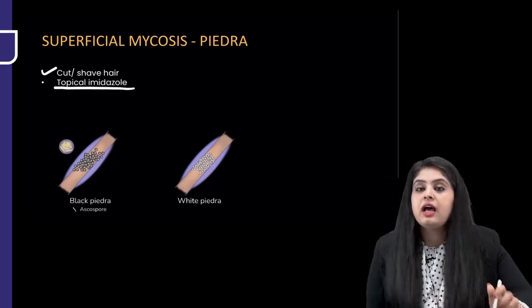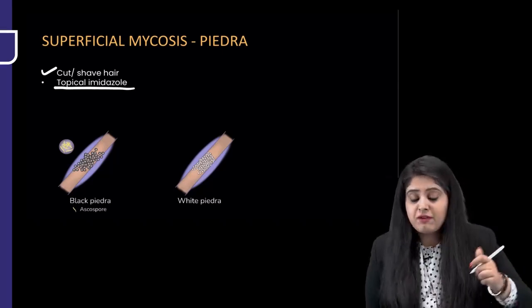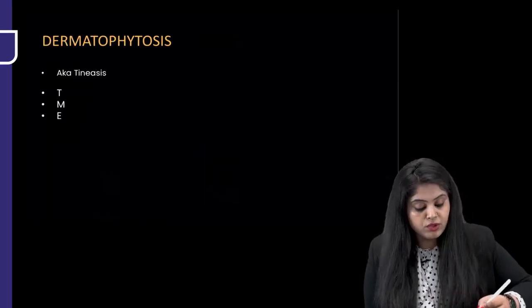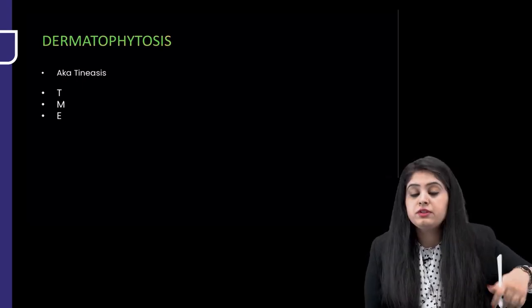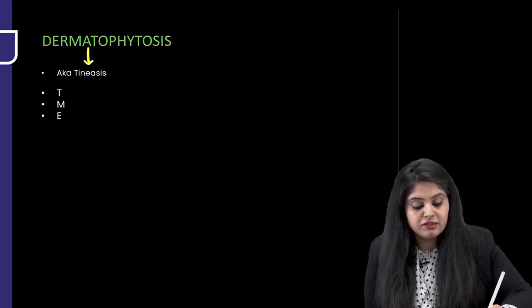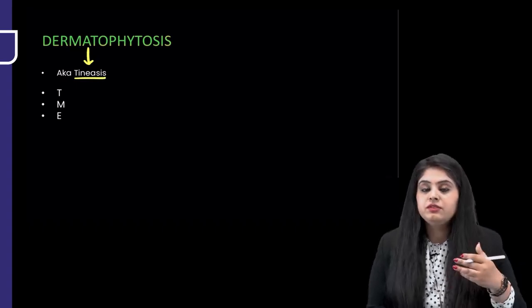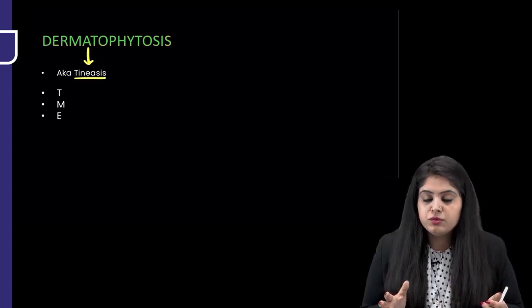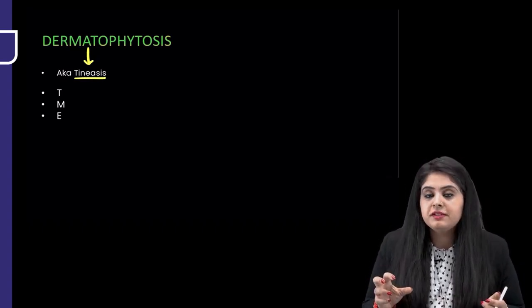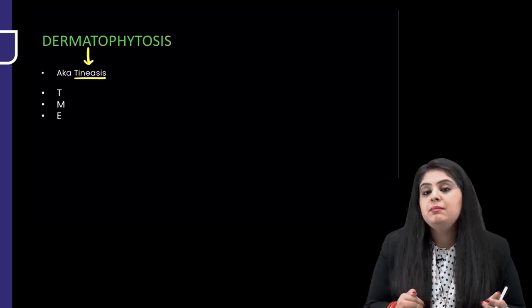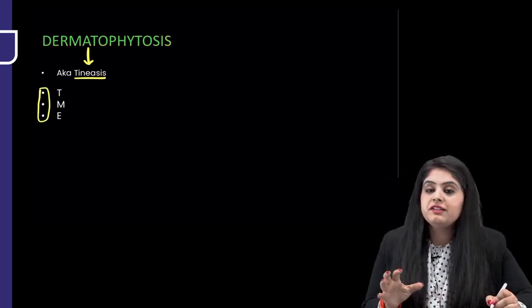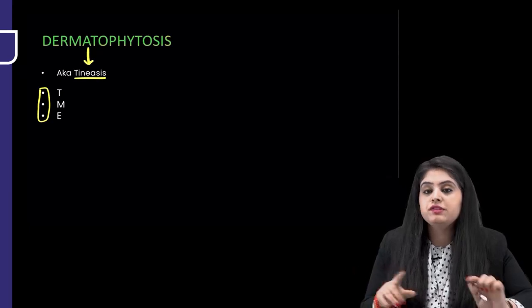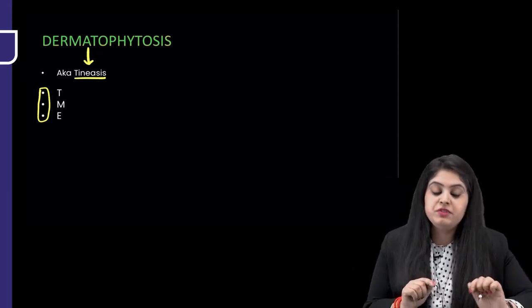Okay, now moving on, having discussed all these tineas, we still have a few left, because now we are going to go on to the next family, that is dermatophytosis. Dermatophytosis, also known as tineasis. Students often confuse this. Tinea is the name of a disease. Tinea is caused by many organisms, and I will be teaching you the names of those organisms now. But if I say tineasis or dermatophytosis, that's the overall spectrum name of the disease.